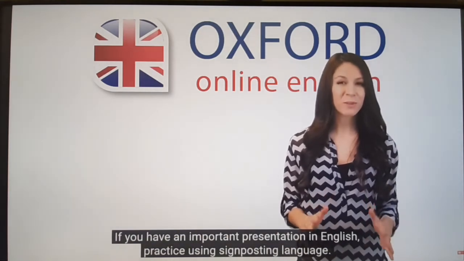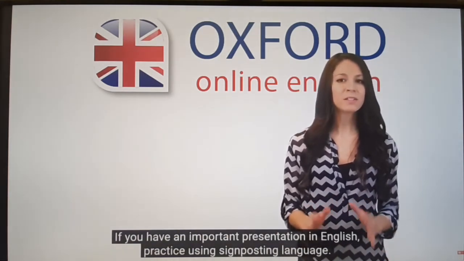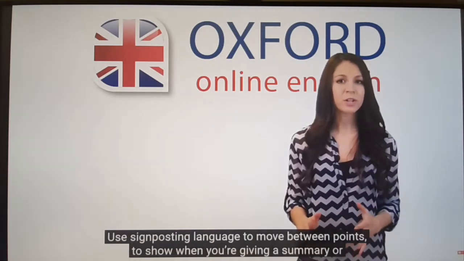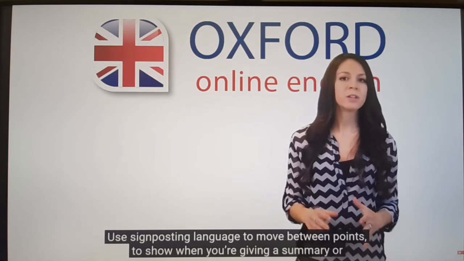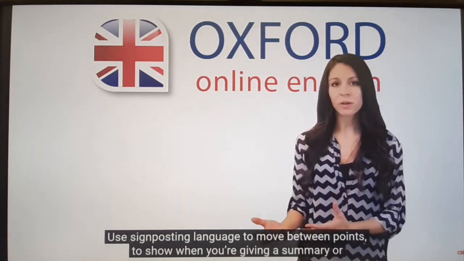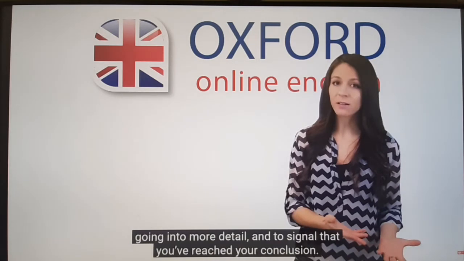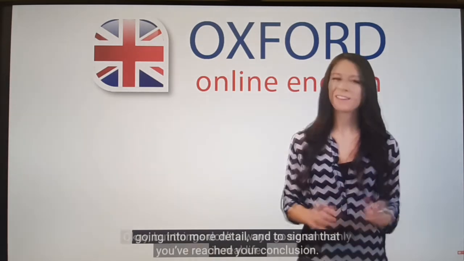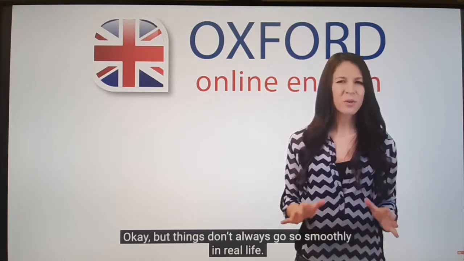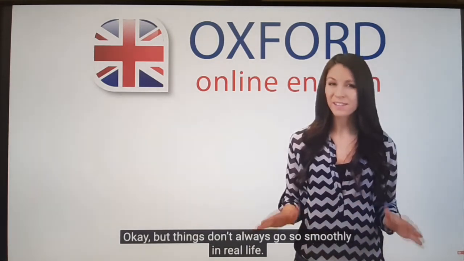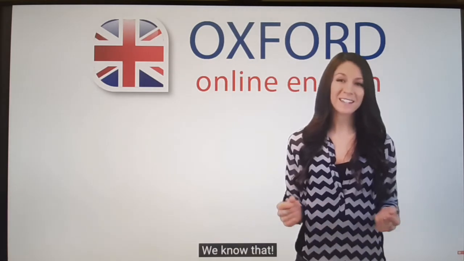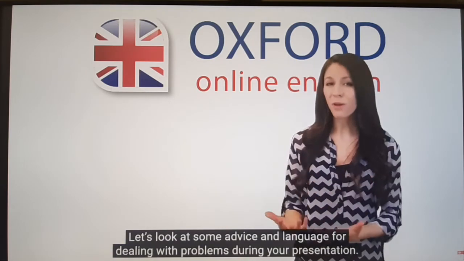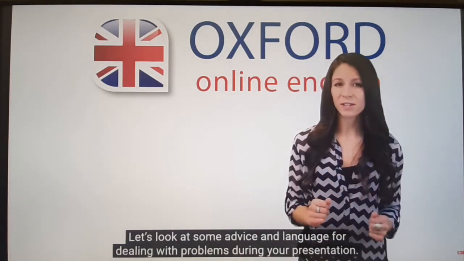If you have an important presentation in English, practice using signposting language. Use signposting language to move between points, to show when you're giving a summary or going into more detail, and to signal that you've reached your conclusion. Okay, but things don't always go so smoothly in real life. We know that. Let's look at some advice and language for dealing with problems during your presentation.